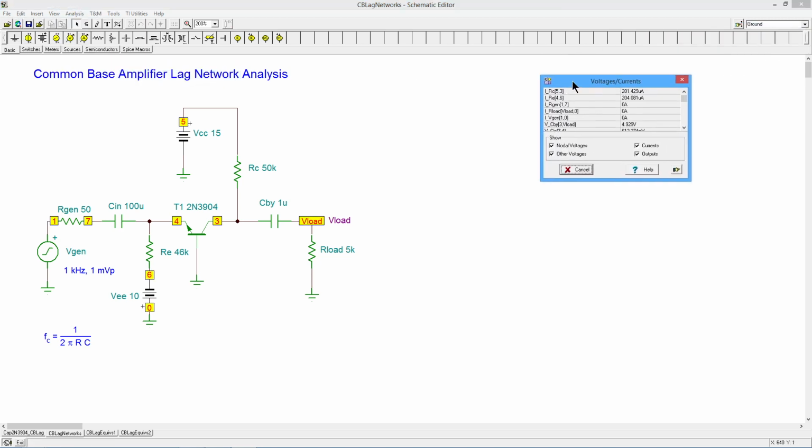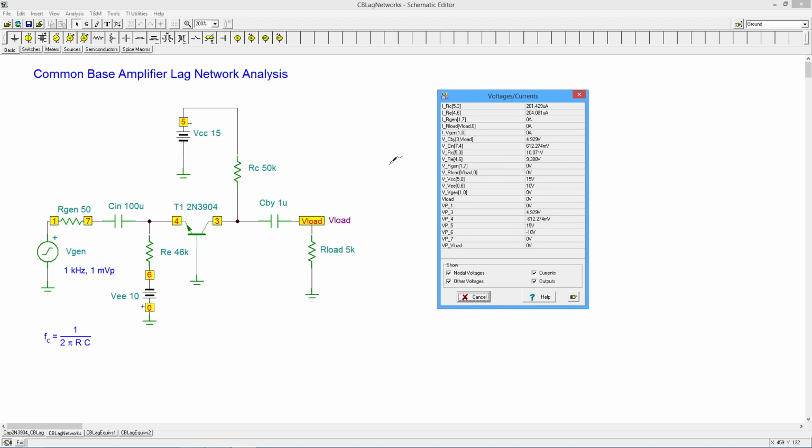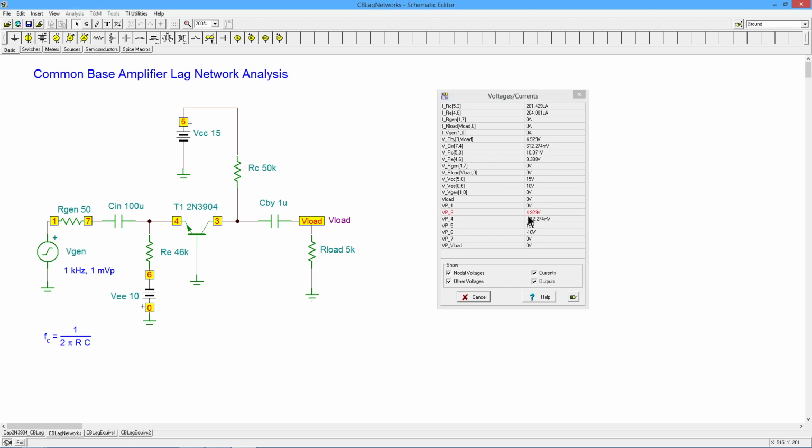Our usual table of results. I do like the way Tina TI does this. You get all of the things at once, just bonk, data dump. So here we go, looking at the emitter current right through the emitter resistor, 204 microamps. Looking pretty good, right? The drop across RE, 9.3 and change volts. That's looking good. You know, the pin 3 over here, which is the collector, 4.929, virtually 5 volts as we expected. So this is all looking pretty good, right?